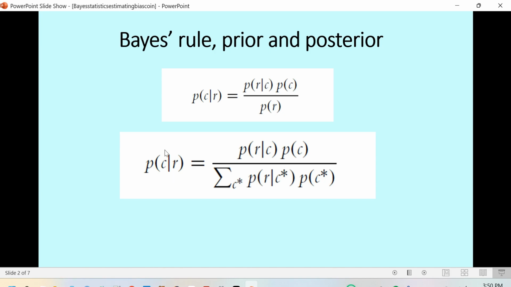So the Bayes probability, also called the posterior probability, is calculated as the prior probability of a particular value of C times the likelihood of the result given this value C, then divided by the evidence.